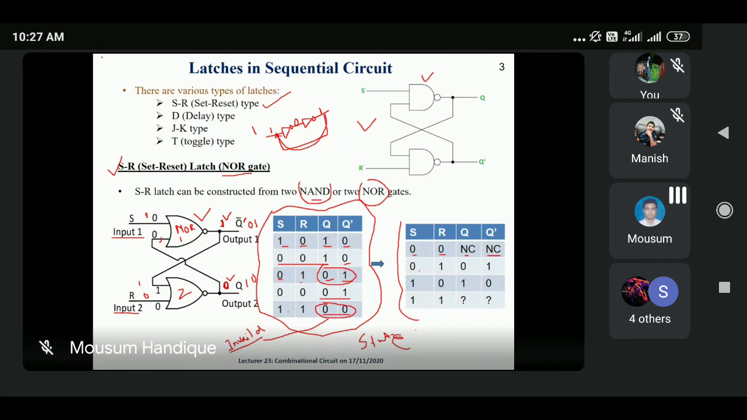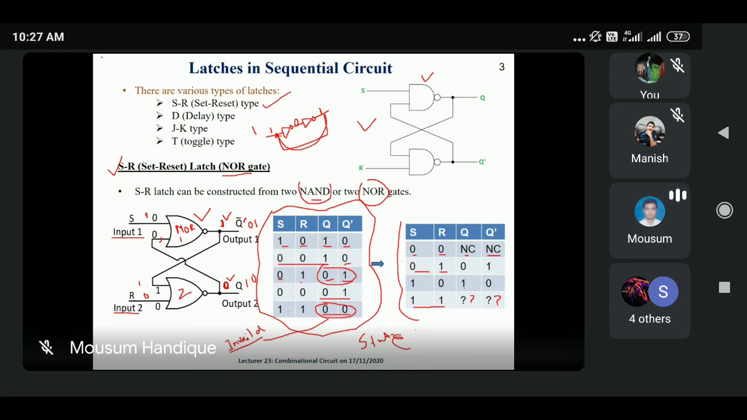And when S equal to 0 and R equal to 1, at that time what happens? Q equal to 0 and Q bar equal to 1. And when S equal to 1 and R equal to 0, then Q equal to 1 and, sorry, Q bar equal to 0. And when 1 1, at that time what happened? Based on this particular discussion, this one is called an invalid state. So I am writing a question mark. This one is called an invalid state.